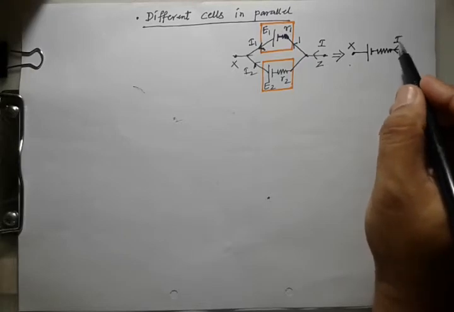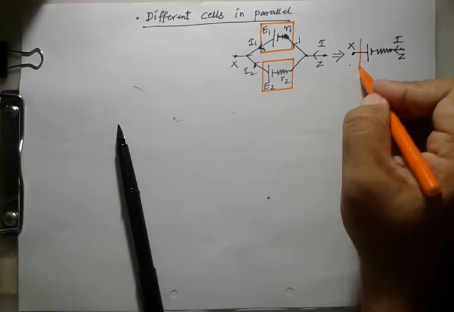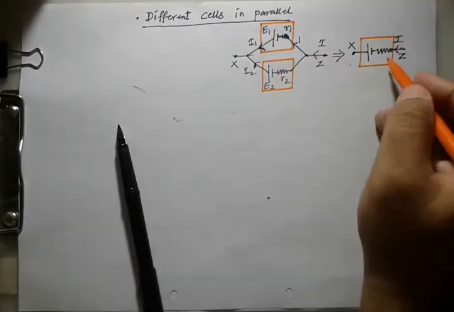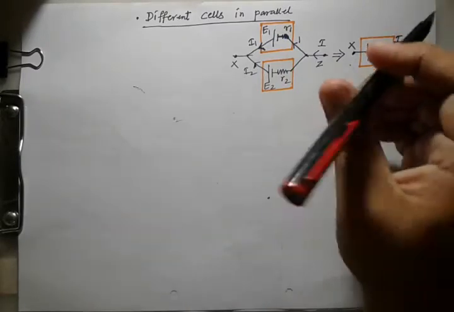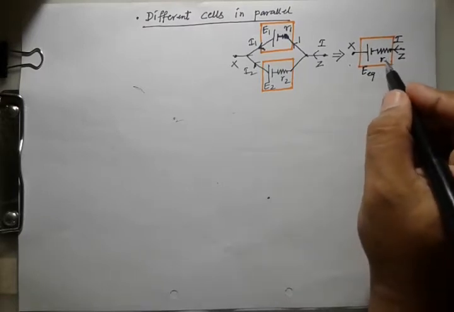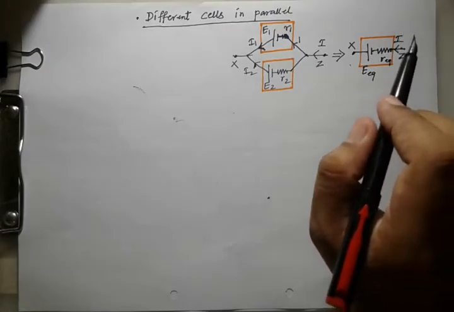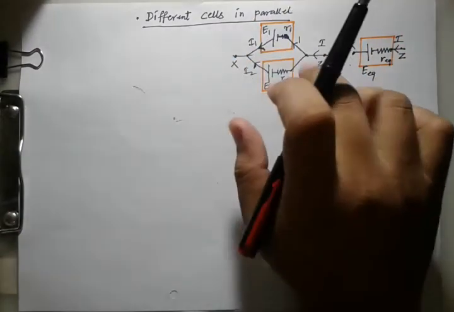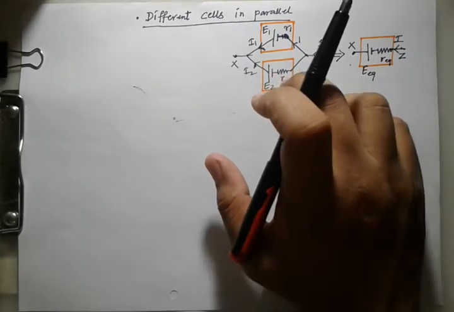The current I is passing in this direction, so we will get the equivalent cell here. That means instead of these two cells we are going to get this one cell. This is called E equivalent, and this is called R equivalent. Now we find out the value of the equivalent EMF with E1 and E2, and the equivalent internal resistance with R1 and R2.